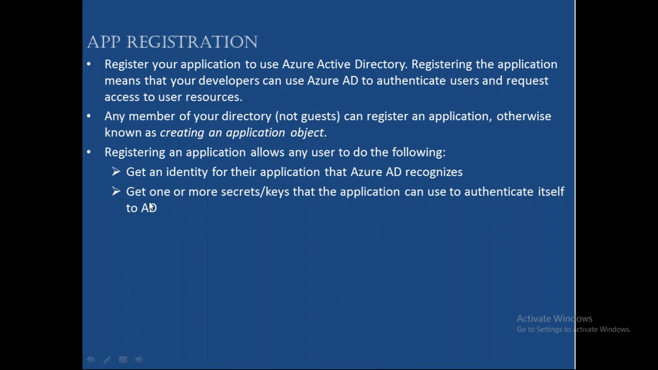Next, get one or more secret keys that the application can use to authenticate itself to AD. You will get something called secrets. You are going to use that secret to authenticate to Azure Active Directory and check whether you have permissions to that particular resource or not. I will tell you how you can create secrets and all those things.